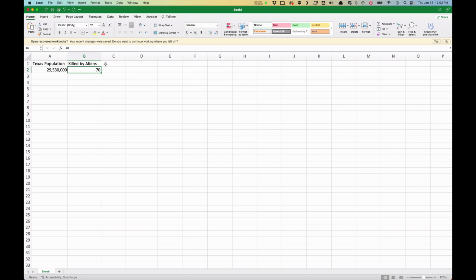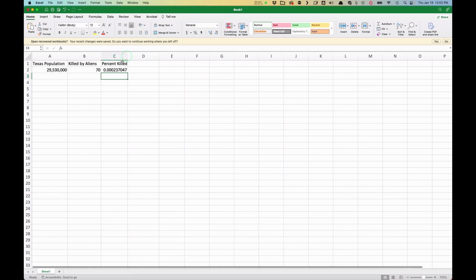Okay, so let's start by making a percentage. So this is the percent killed. And we know that our formula for a percentage is part divided by whole times 100. Okay, so I know that 0.00023% of Texans are killed each year by aliens, but in a newspaper article, or if I'm trying to communicate to people, this is really not very meaningful.